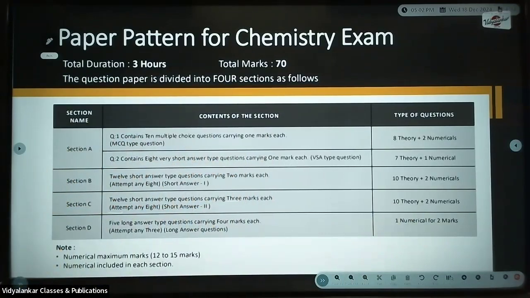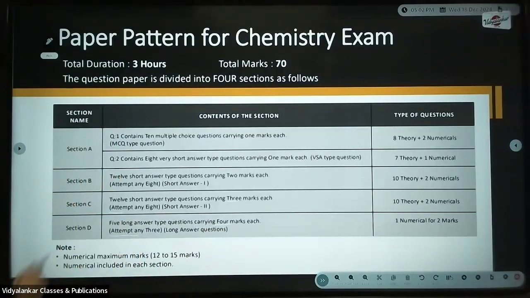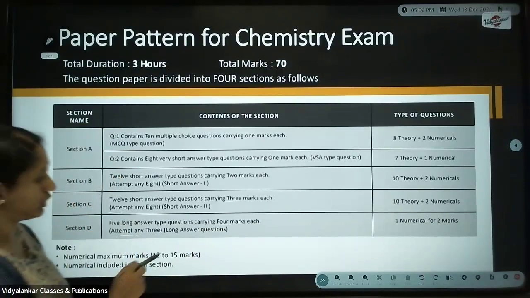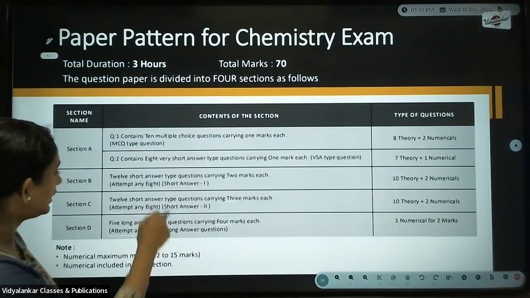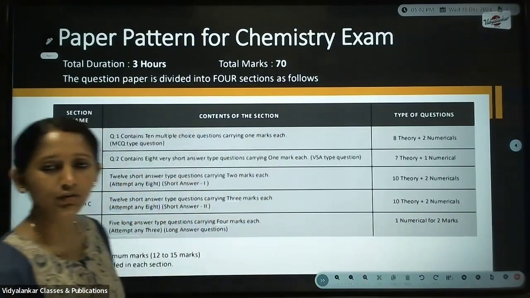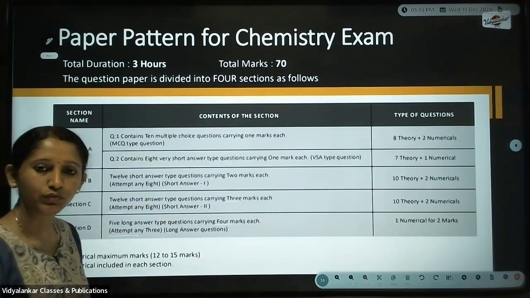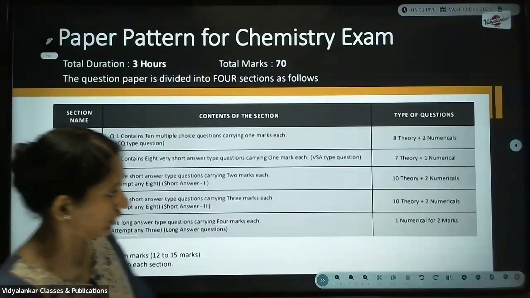The last section, section D, contains 5 long answer type questions, where each question carries 4 marks. From these 5, you are expected to attempt any 3. Each question, as I said, is of 4 marks, and among these 5, you will definitely find one numerical for 2 marks. If you observe the slide properly, numericals are included in every section. So the overall weightage for numericals is 12 to 15 marks. Clear?